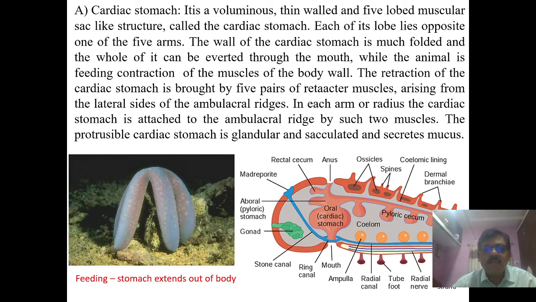The protrusible cardiac stomach is glandular and sacculated, and it secretes mucus. So this is the cardiac stomach. It is much more voluminous, and it is a five-lobed muscular sac-like structure. It can be everted through the mouth during feeding. What happens during the feeding? The retraction of the cardiac stomach occurs by the five pairs of retractor muscles which arise from the ambulacral regions. Okay.